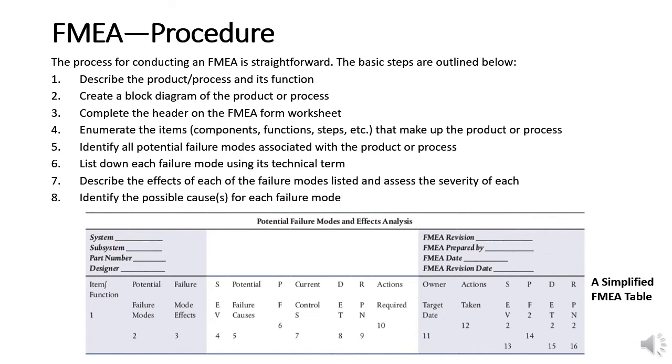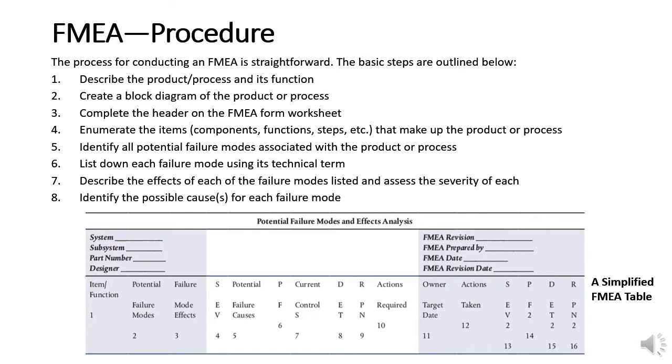FMEA table headers vary since they are supposed to be customized according to the requirements of the company using them. Generally, the header requires information such as product, process, system name, component, step name, product designer or process engineer, name of the person who prepared the FMEA form, FMEA date, revision level, and revision date. These headings must be modified as needed.